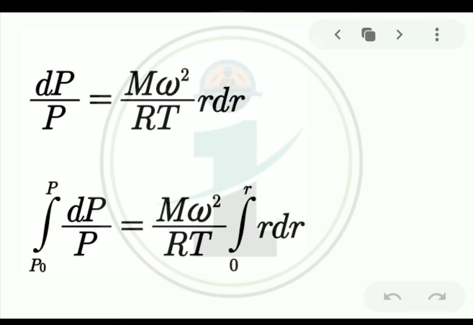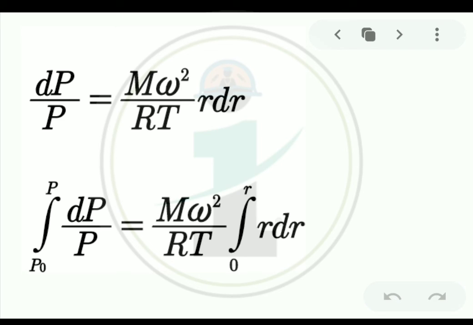Now simply rearrange this. dP by P equals m omega square by RT into r dr. So simply integrate this expression. On the left hand side, the integration limits are P naught to P, where P naught is the initial pressure, and on the right hand side the limit is from 0 to r.